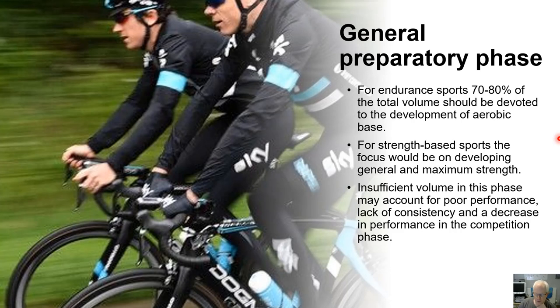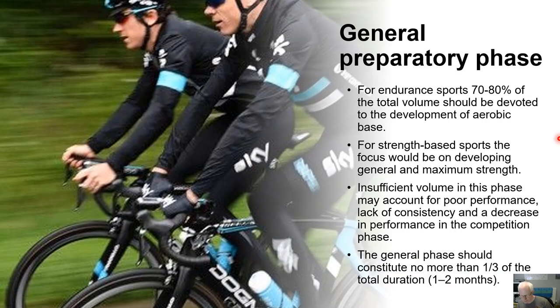One of the things that we know, though, is if we devote insufficient volume in this phase of training, it actually seems to have a manifestation in poorer performance in the competition phase. So although the general phase is actually the shortest phase of training in the whole annual plan, its ramifications, particularly in the less experienced athlete, are quite significant when it comes to the competition period. So the general phase normally constitutes no more than a third of the total duration of the overall preparatory period. So maybe 1 to 2 months worth of training.